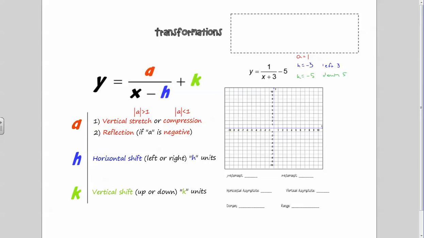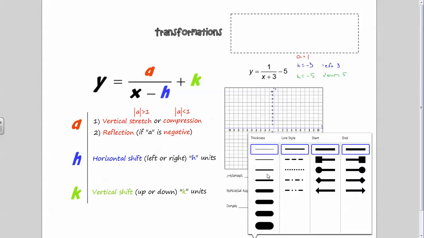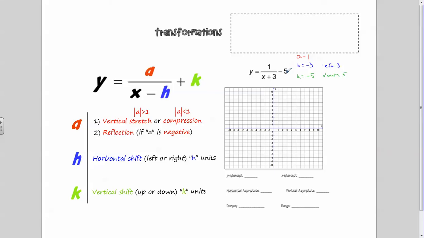So I'm going to go ahead and put a point down to show this horizontal and vertical shift. We're going left 3, down 5. So put that point right there. What does this point mean? When we're dealing with rational functions, that shift is the intersection point for our horizontal and vertical asymptotes. So let's go ahead and put the horizontal asymptote there and the vertical asymptote here.